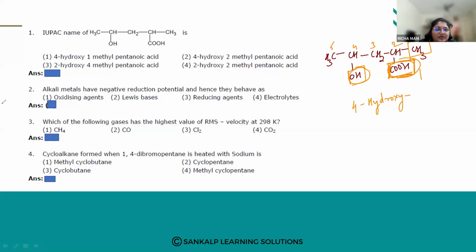Okay, I have written the structure wrong here. So this should come here, this should come here. So CH, COOH, and here is CH3. So 1, 2, 1-methyl. So you are going to get 4-hydroxy, 1-methyl pentanoic acid. So this is the name of the compound.